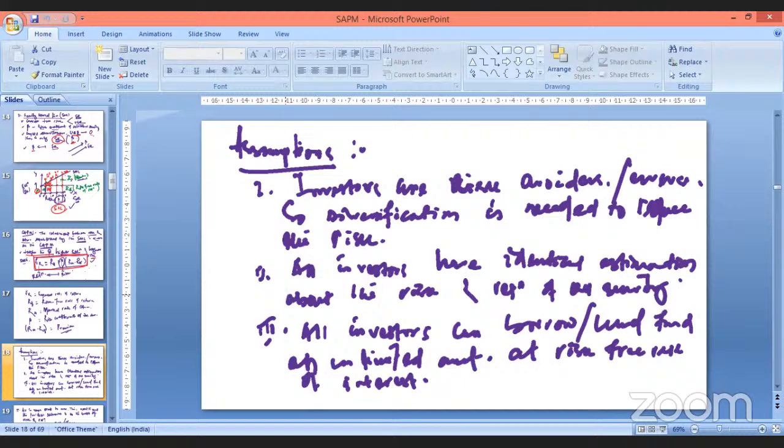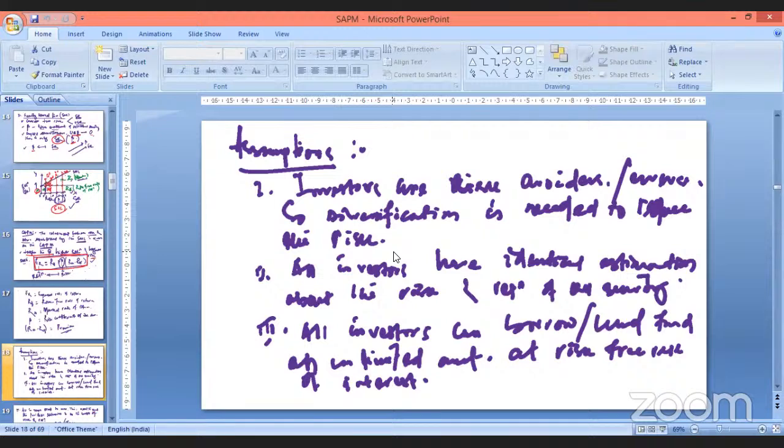Let us see. The assumptions are that investors are risk avoiders. Risk avoiders means they don't want to take risk. No investor wants to assume a maximum amount of risk. That means diversification is quite essential to reduce the risk. What is the first assumption? Investors are risk avoiders or risk averse. They don't want to take the risk. So diversification of the portfolio is required to reduce the risk.